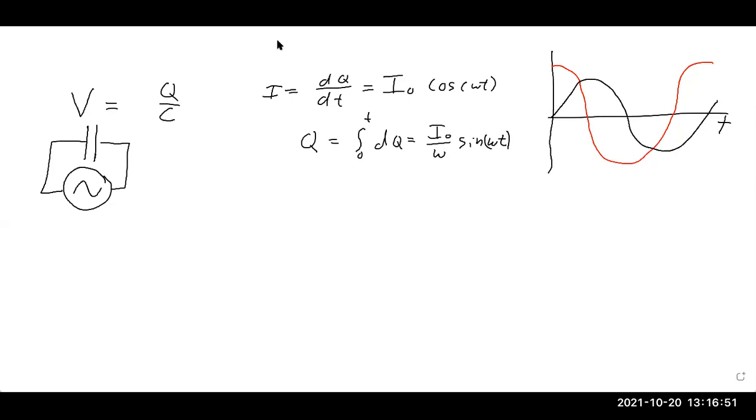Our red cosine curve is doing what that black sine curve does a quarter phase earlier. It hits a peak, then the voltage hits a peak. It hits its minimum value, then the voltage hits its minimum value. So across a capacitor, the current leads the voltage by 90 degrees or by a quarter phase.